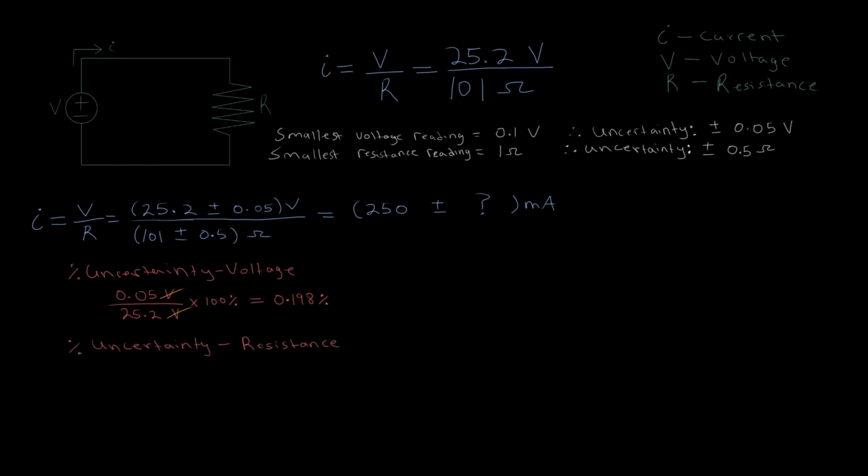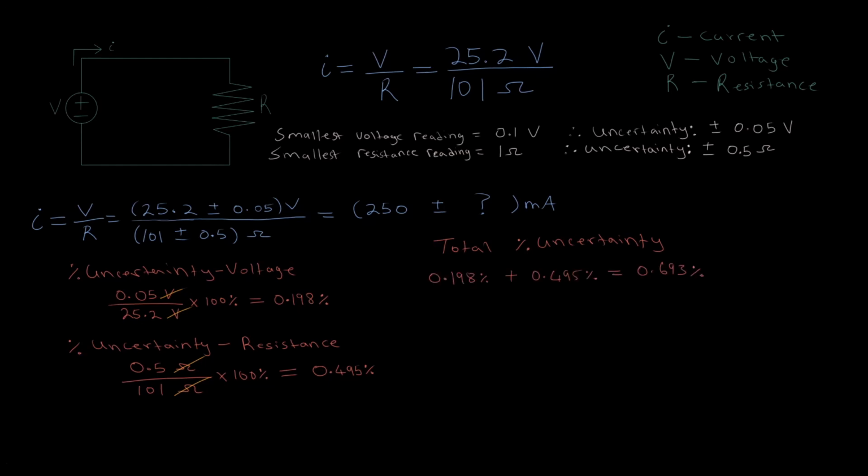Now, how about the resistance? Same process. The uncertainty on the resistance is 0.5 ohms, divided by the value of the resistance, 101 ohms. Multiply this by 100% and we get 0.495%. We then add the two percent uncertainties. This gives us 0.693%. This means that in theory, we could write our final answer as 250 milliamps plus or minus 0.693%. However, the percent uncertainty isn't all that useful to us, so let's convert it back to milliamps.